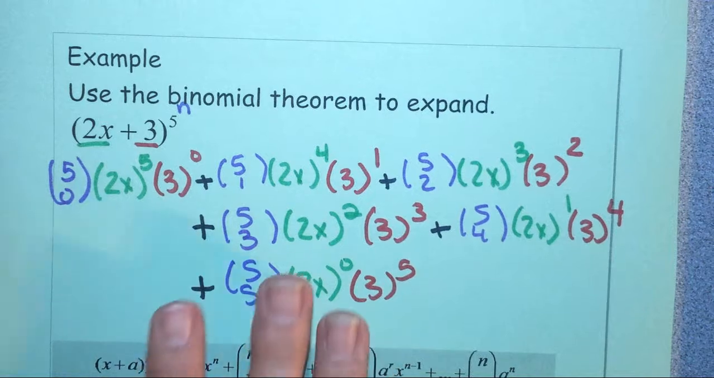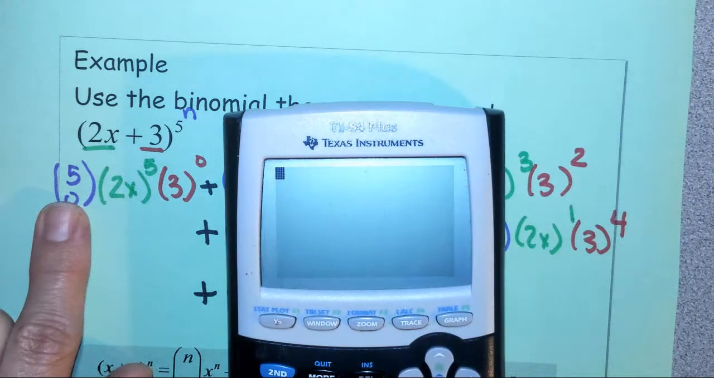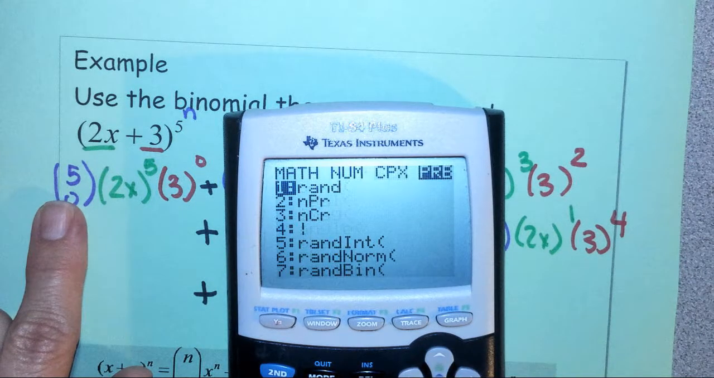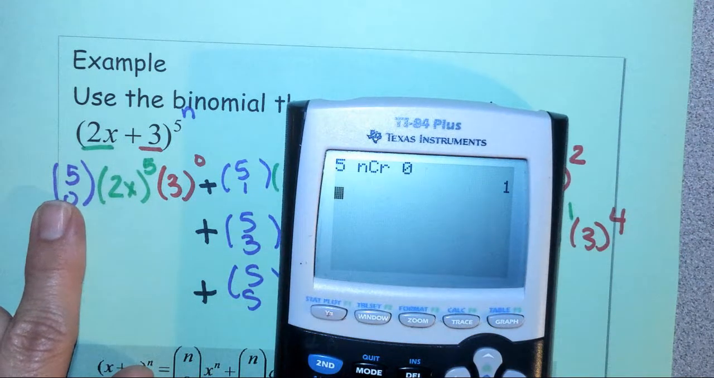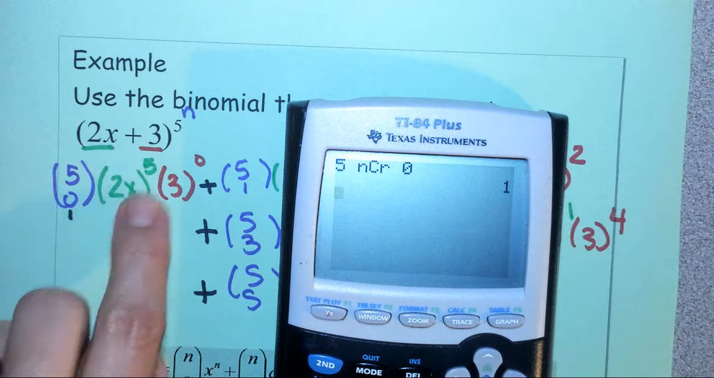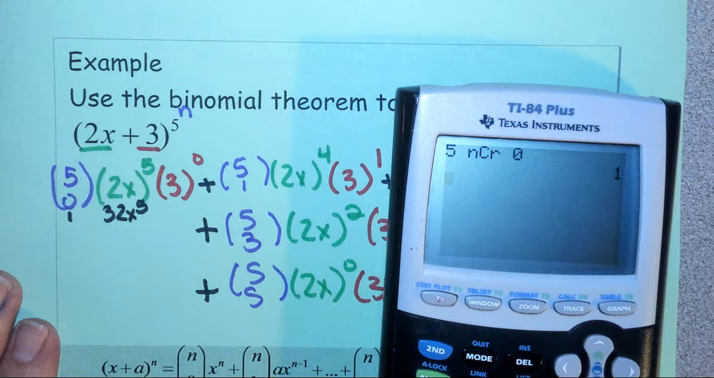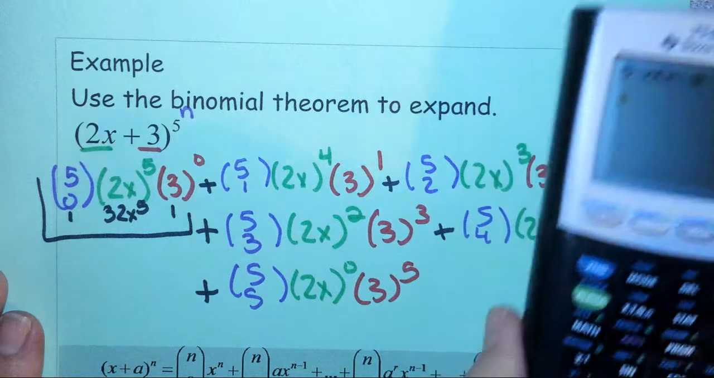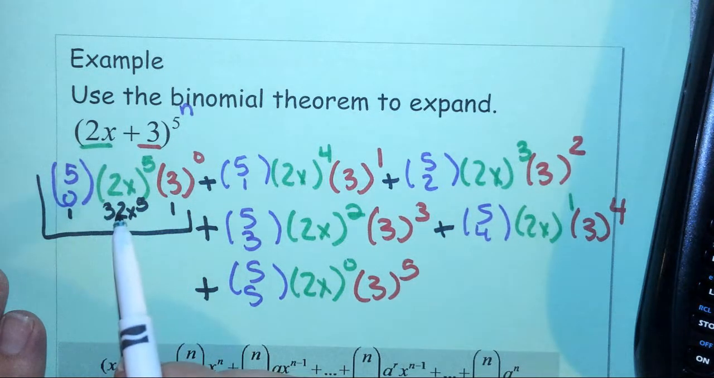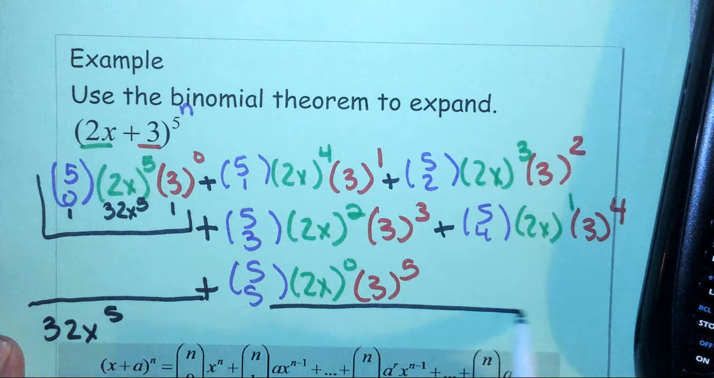From here, it's about going to your calculator. So I'm going to go to my calculator, and I'm going to type in this first part right here. 5 choose 0. So my first number is 1. So 1. 2x to the 5th, I know 2 to the 5th is 32, and x to the 5th. And 3 to the 0 is 1. And I'm going to take all 3 of these numbers and multiply. 1 times 32x to the 5th times 1 is going to be 32x to the 5th. So that's my first term in this whole thing.